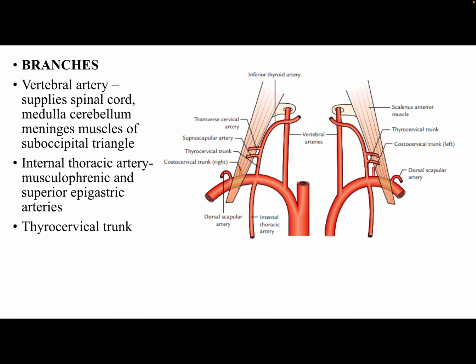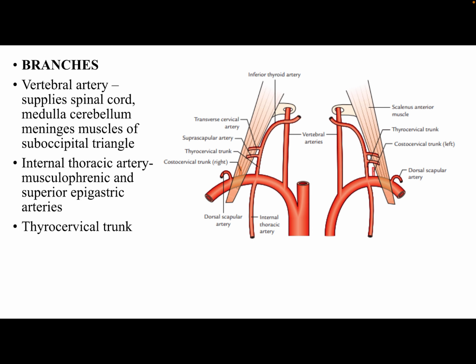The next branch of the first part is the internal thoracic artery. It arises from the lower aspect of the first part of the subclavian artery. It runs downward in the anterior thoracic wall, and it terminates as the musculophrenic artery and the superior epigastric artery.